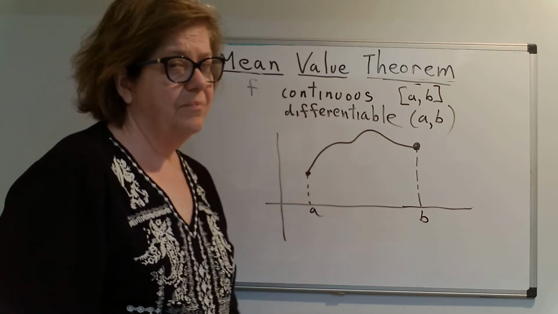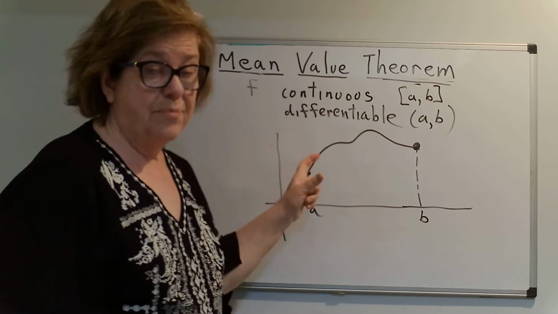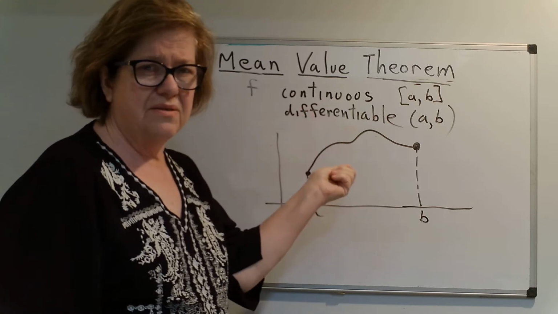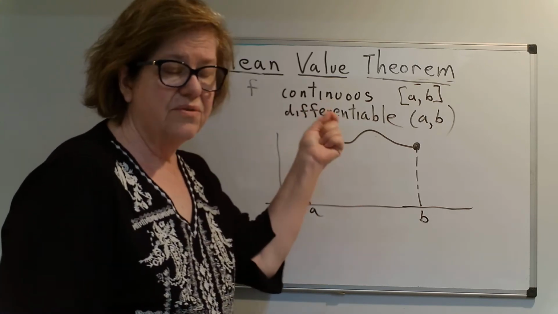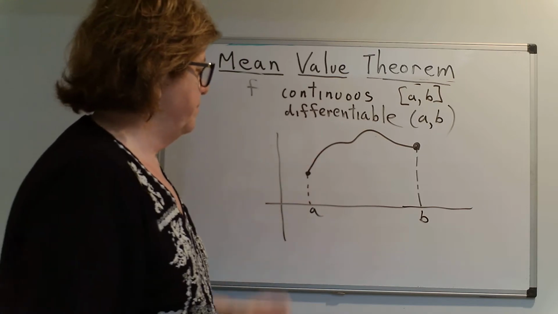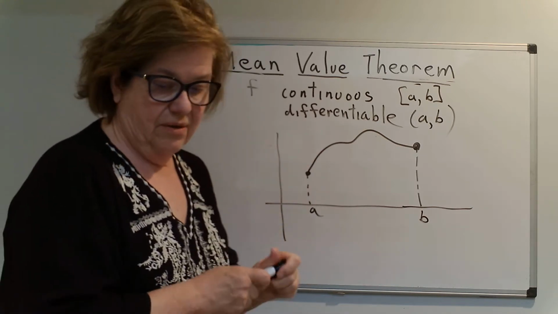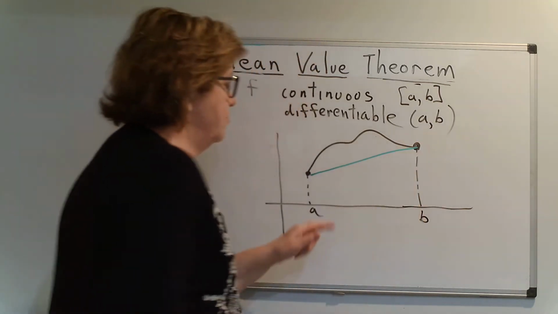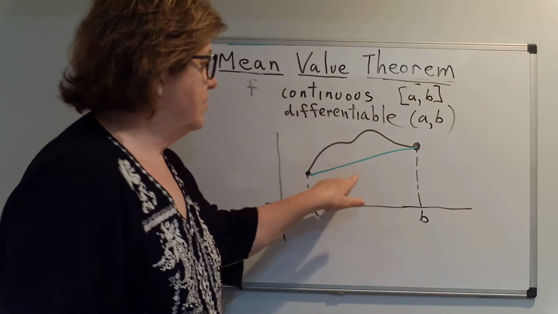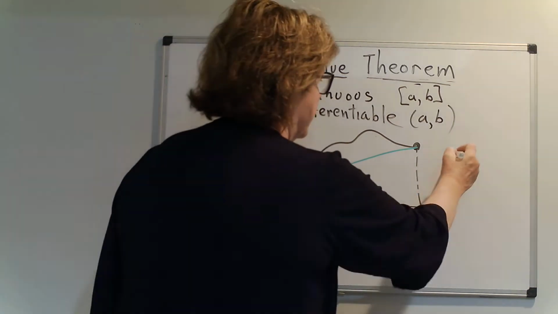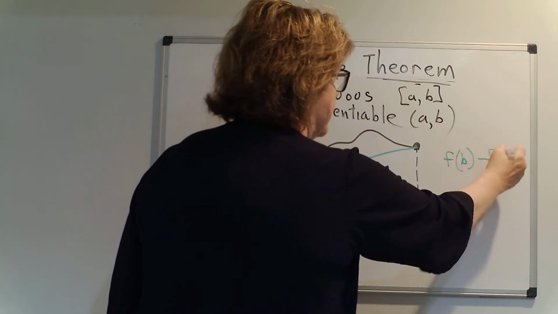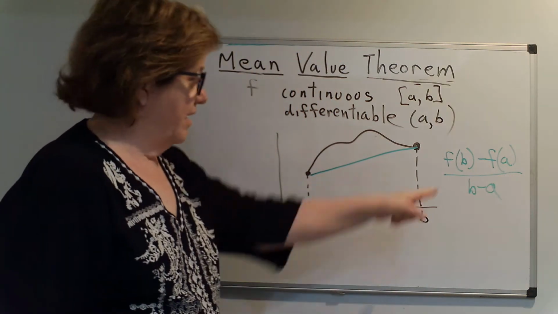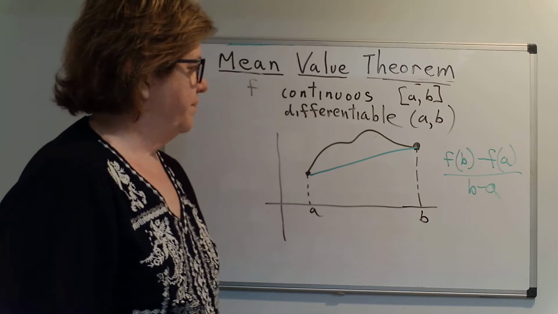Remember, it would not be differentiable if there were gaps in it, if it were not continuous, or if there were points, edges, corners rather, in it, then it would not be differentiable. So what the mean value theorem says, if we look at the secant line that joins the two endpoints and look at the slope, the slope of the secant line would be f of b minus f of a over b minus a. The slope of the secant line, that's what it is, change in y over change in x.